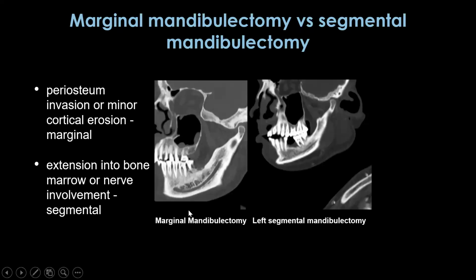This underwent marginal mandibulectomy. When there is extension into the bone marrow or the nerve involvement, this is just the previous case. Here also we have decent vertical length, but there was paramandibular soft tissue extending the entire length of the mandible. So this patient underwent segmental mandibulectomy.